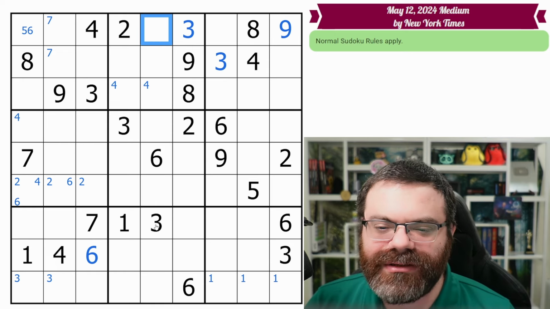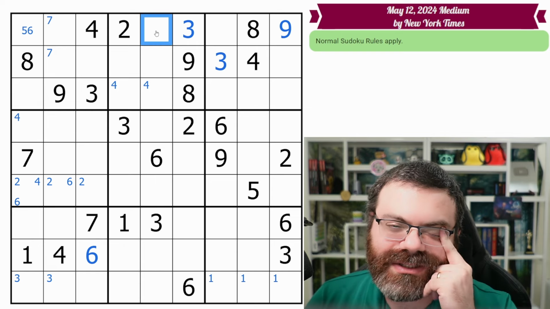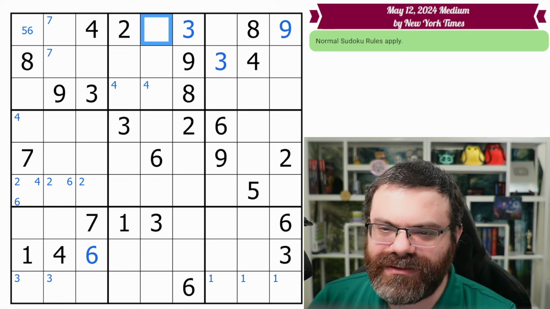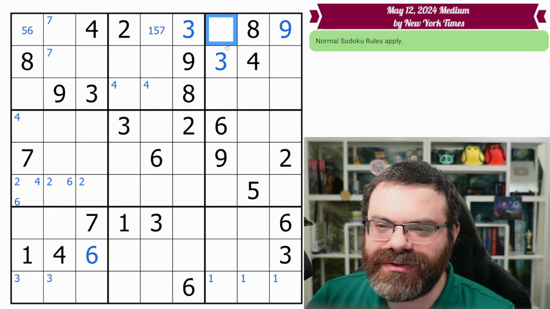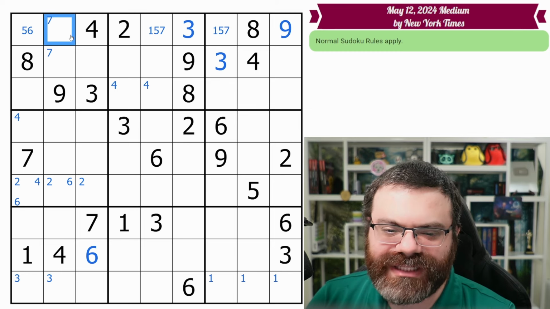So this cell in particular, it sees a 3. No, 3 is not important. It sees a 6. And so this can only be 1, 5, 7. So we can mark that. This also sees a 6, so it's down to 1, 5, 7. Now this can be any of 1, 5, 6, 7.